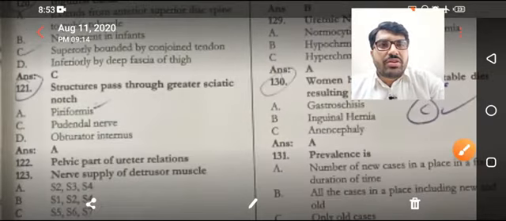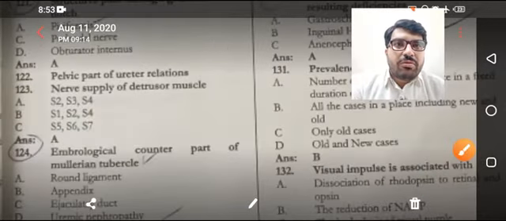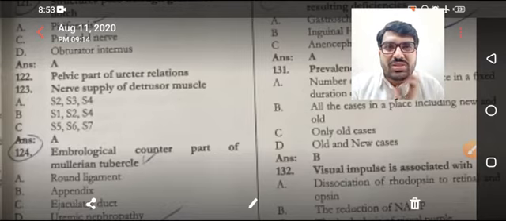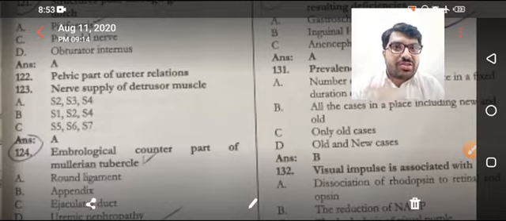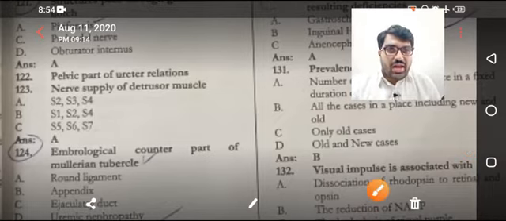The structure that passes through the greater sciatic foramen is the piriformis. Pelvic part of the ureter, relations. Nerve supply of the detrusor muscle is S2, S3, S4. That is the pelvic parasympathetic nerve. Already discussed in my previous lectures regarding the urinary bladder, but I would like to explain one controversy over here.